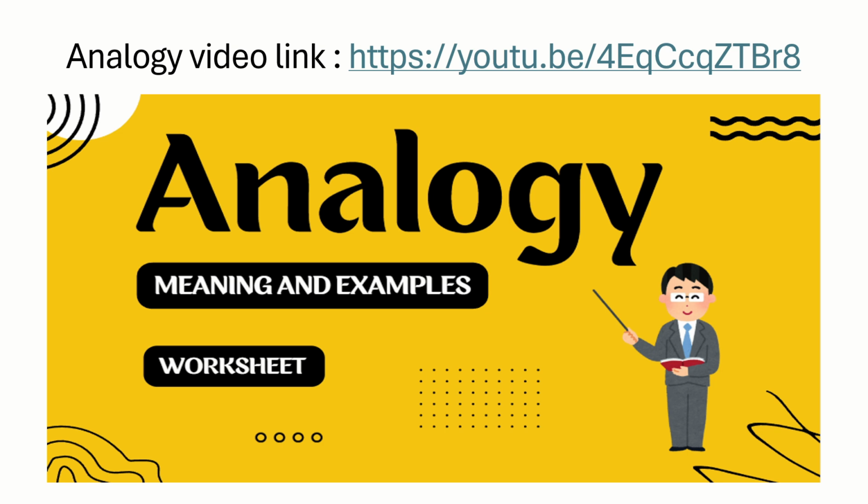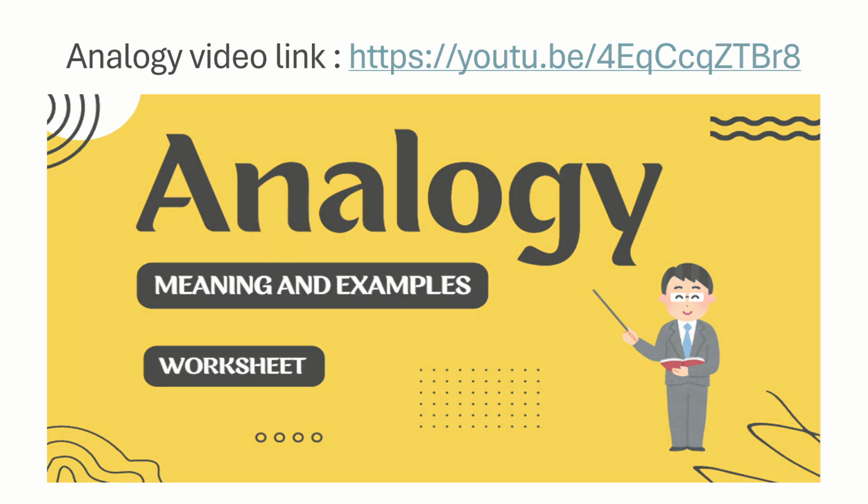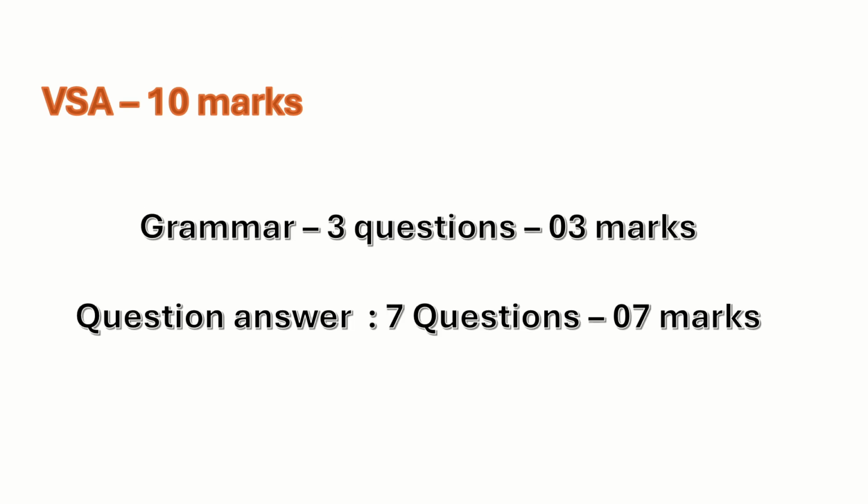Moving ahead to the next type of questions that we come across in the question paper, you will have very short answers for 10 marks. In this, you will have grammar, 3 questions where you score 3 marks, and question answers, 7 questions where you get to score 7 marks. Let's take a look at this in the question paper.